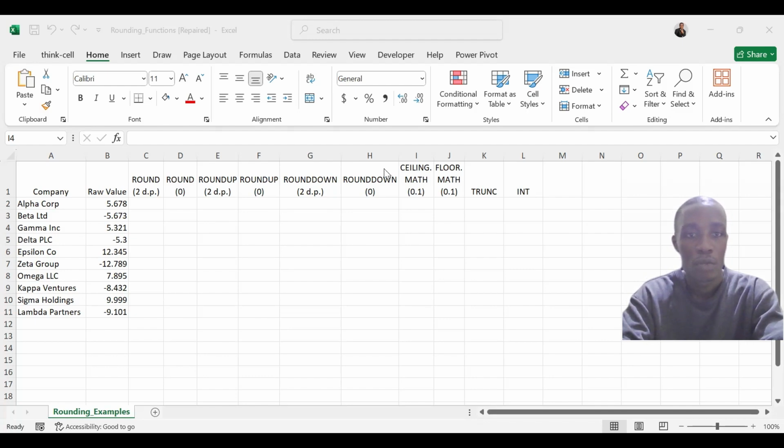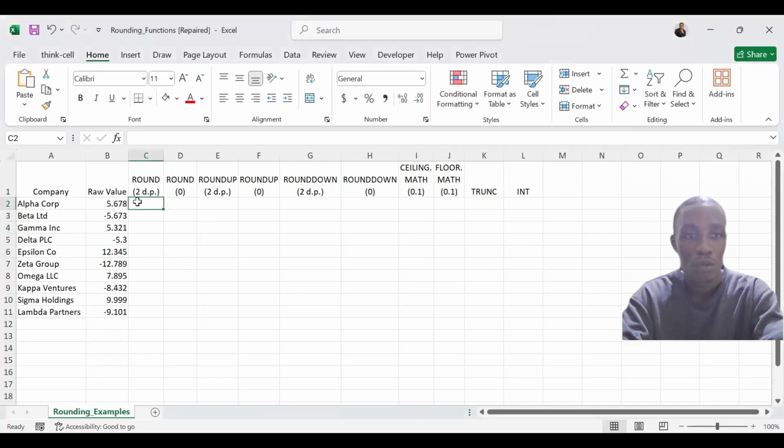So the first that we're going to be looking at is the round function. Then we are going to look at the roundup function, the rounddown function, the CEILING.MATH function, the FLOOR.MATH function, the TRUNC function, and the INT function. So each of these functions assist us with these very tasks of rounding. So either we are rounding to decimal places or we are rounding to integers. So we're going to be starting with the round function.